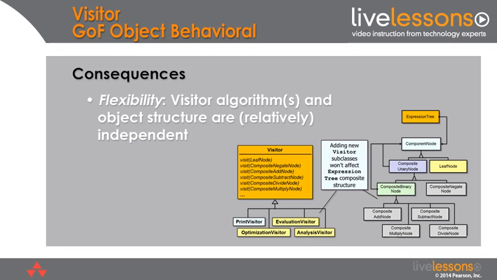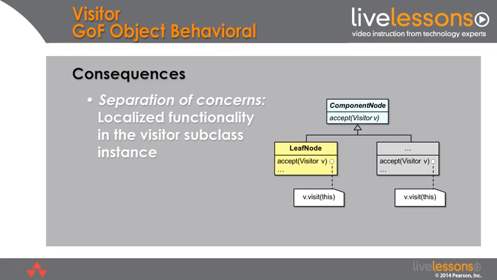For example, if we want to add new visitor subclasses, we want to come up with new ways to visit the tree, above and beyond printing and evaluation, that won't have any impact whatsoever on the expression tree composite structure or any given realization of an expression tree. Those things are left separate. Likewise, we have nice separation of concerns.